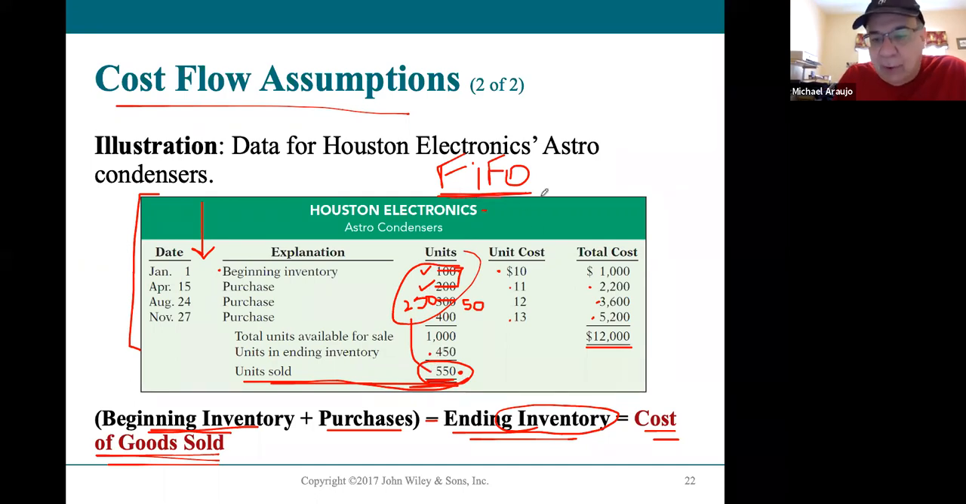So under the FIFO method, you know that these 100 cost 10 bucks each, these 200 cost 11 bucks each, and these 250 cost 12 bucks each.